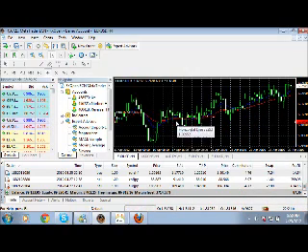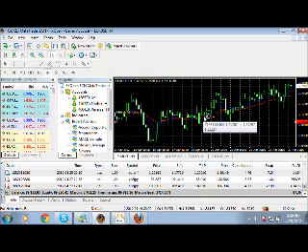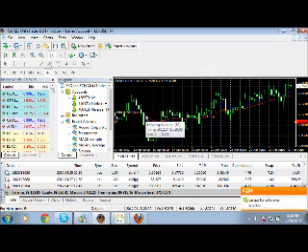So if you are trading with this kind of system, you're gonna remember that when the shorter moving average, the blue line, crosses above the longer moving average, the red line, it is a buy signal, and when the longer moving average, the red line, crosses above the shorter moving average, it is a sell signal.